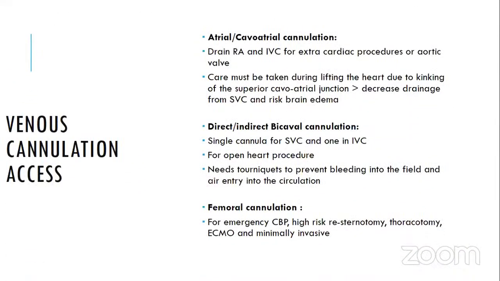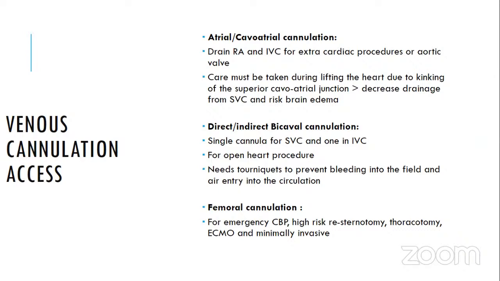For venous cannulation access, we have different venous cannulation. Number one, atrial or cavo-atrial cannulation. It drains the right atrium and the IVC, for extracardiac procedures or aortic valve, usually for closed heart surgery such as coronary surgery. Care must be taken when lifting the heart due to kinking of the superior cavo-atrial junction, decreased drainage from the SVC, and risk of brain edema.